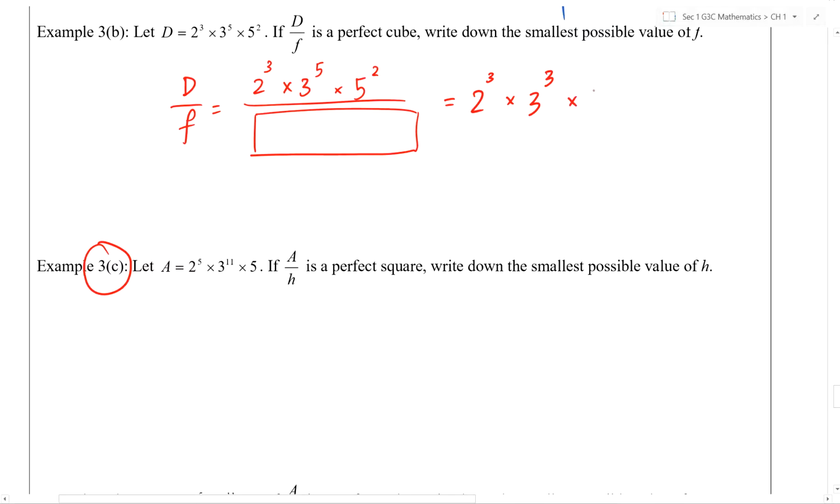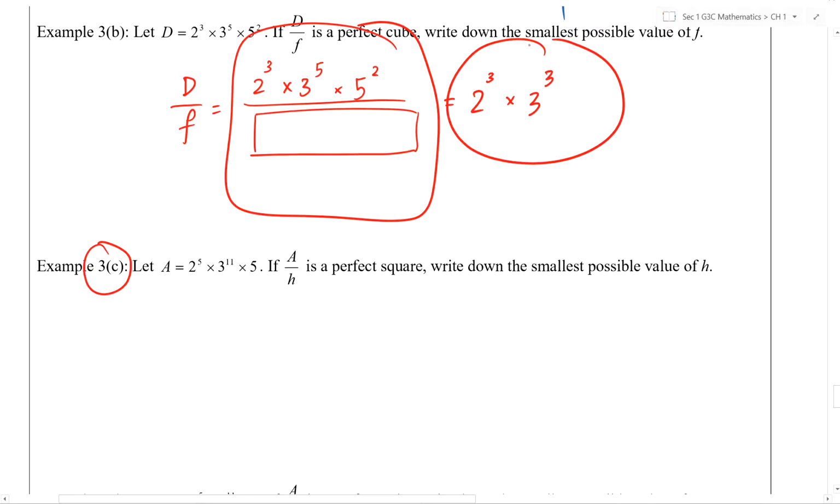How about the 5 squared? Should it still be there? Cannot, right? You decrease, then it should disappear already. So you can choose to write 5 power 0, but I'm lazy, I'm not going to write it, because 5 power 0 is 1. Multiply by 1, don't bother writing. Okay, so how do I go from this to 2 power 3 times 3 power 3?